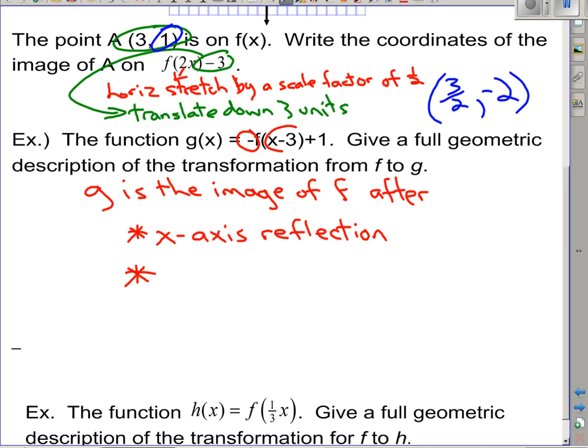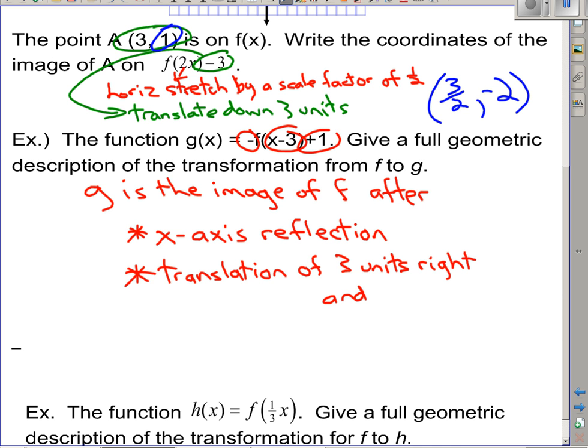And we've got this x minus 3. So we're talking about a translation here, or a shift, 3 units to the right. And we have a plus 1 tacked on to the end, which means 1 unit up.